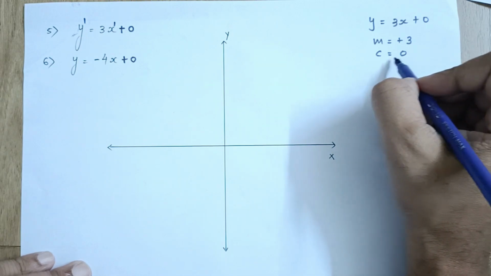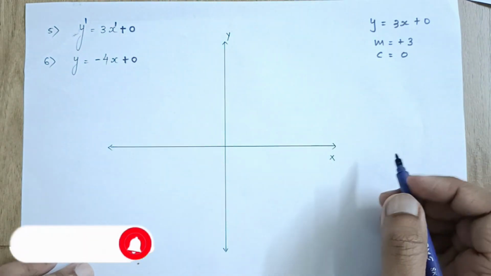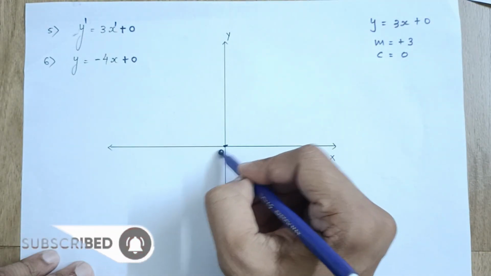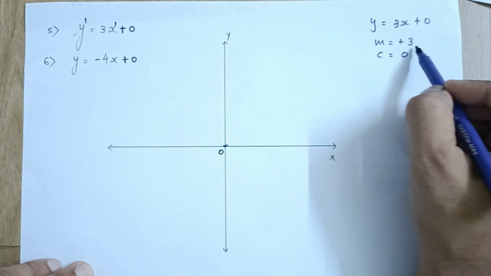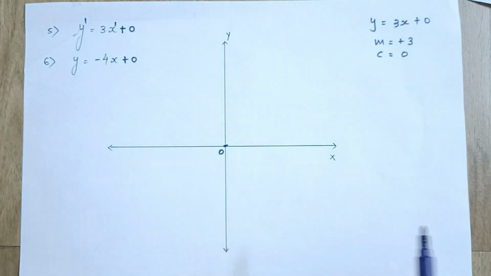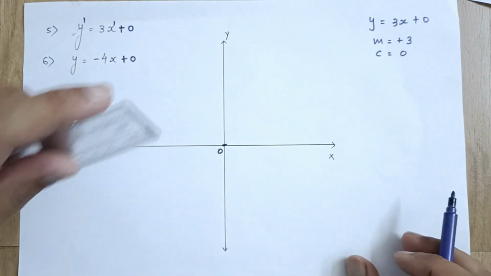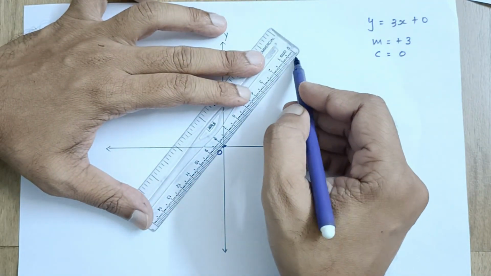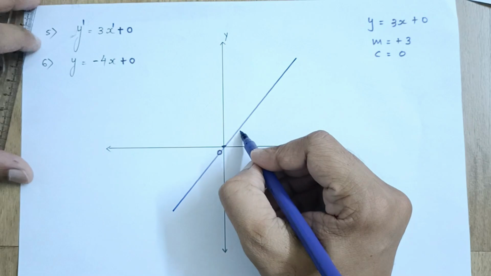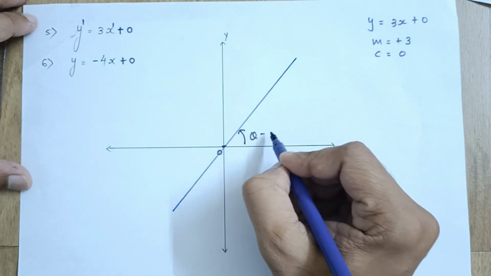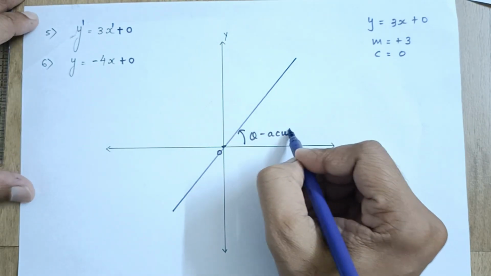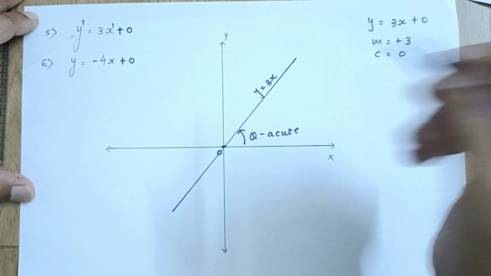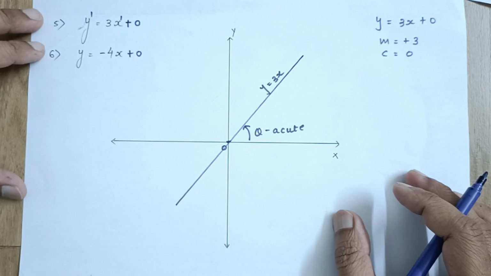That means the graph is going to pass through y equal to 0. So on the y-axis this is positive, this is negative, so the 0 is over here, and this has to make an acute angle with respect to the plus x-axis. That is due to the fact that the slope is positive, so the line will cut the origin, and this is theta, which is acute. This is our y is equal to 3x. You may choose to write 0 if you want.